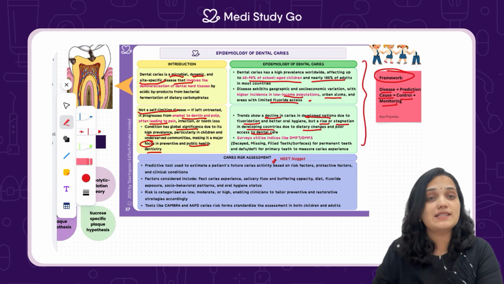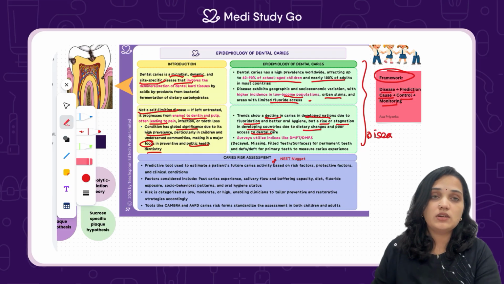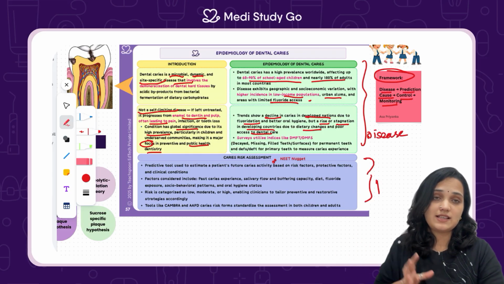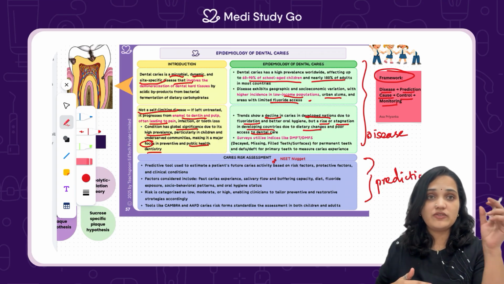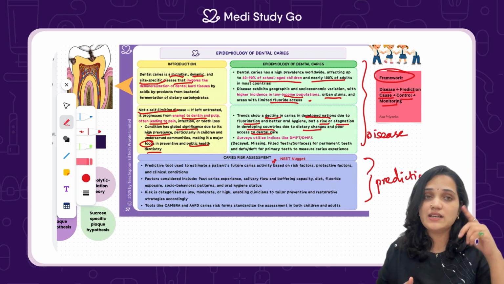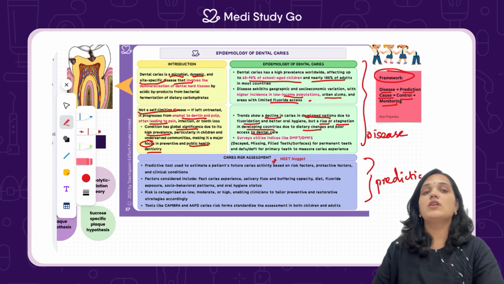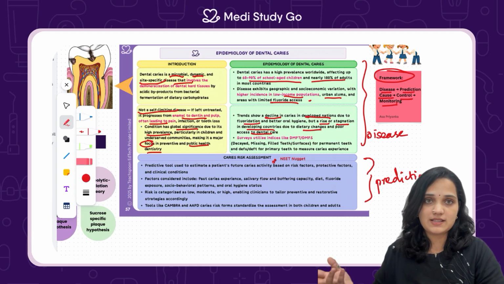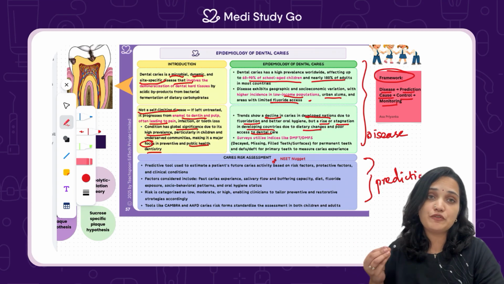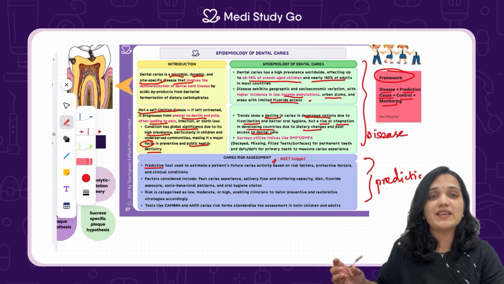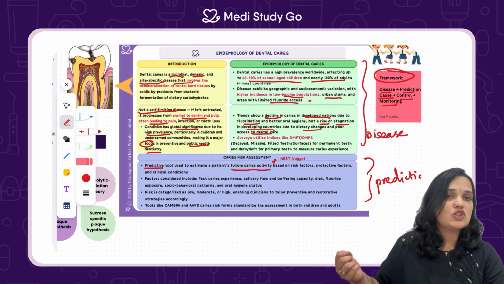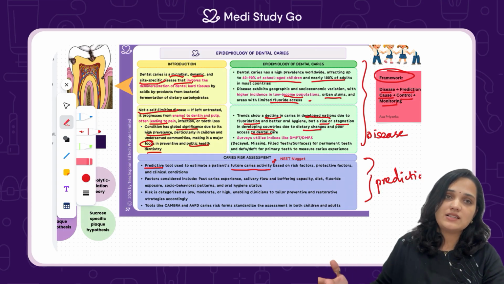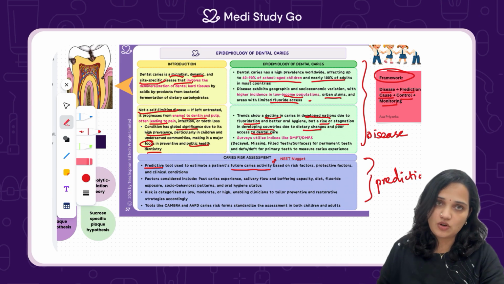Now, let's see a concept called caries risk assessment. This is the next step in our framework, which is prediction. First was the disease, and we've learned about that. Next is prediction. What is caries risk assessment? It is a predictive tool used to estimate an individual's likelihood of developing caries in the future. So, it's a tool that tells us if a person can or will get caries or not.